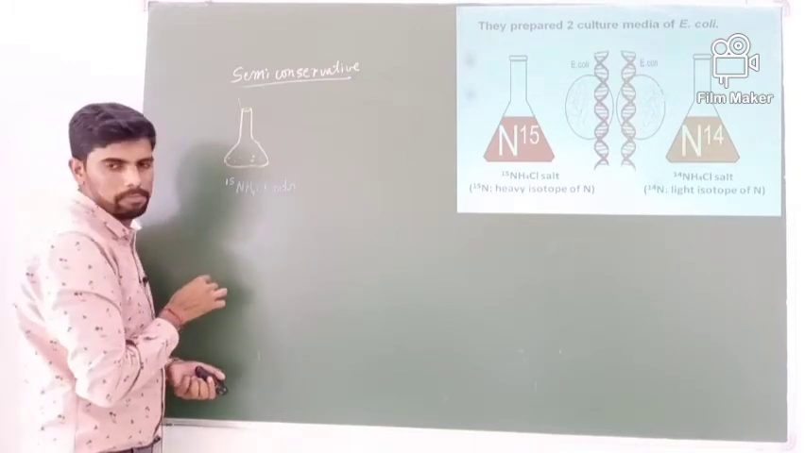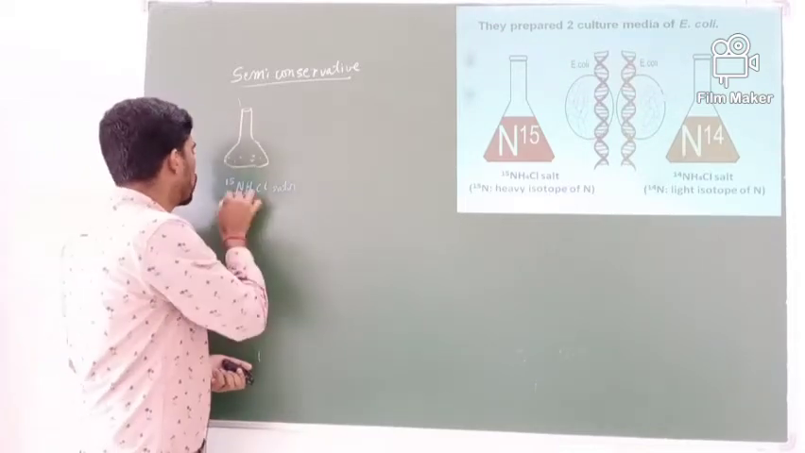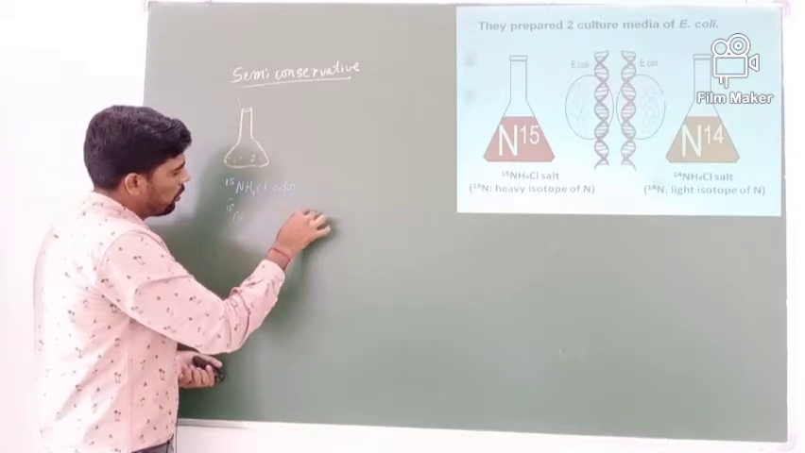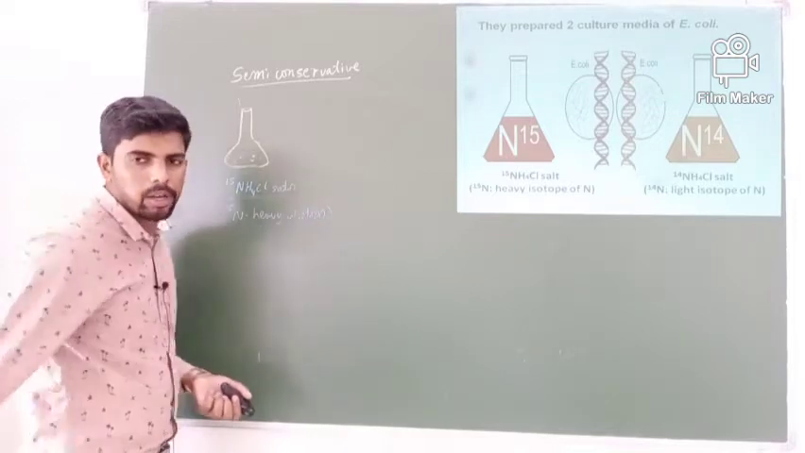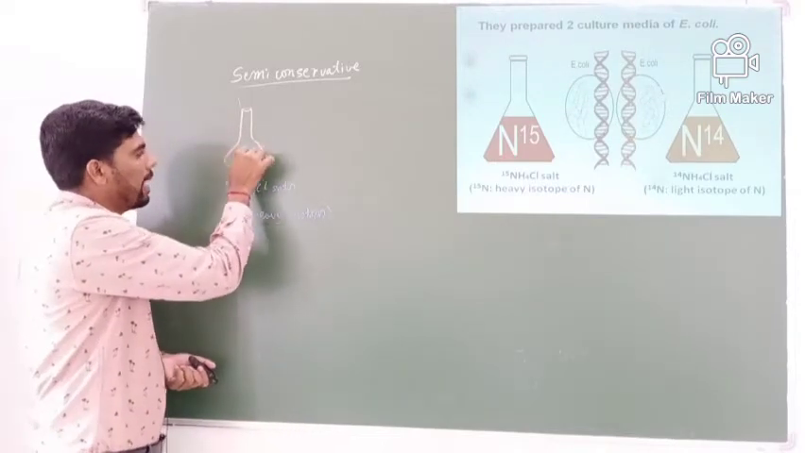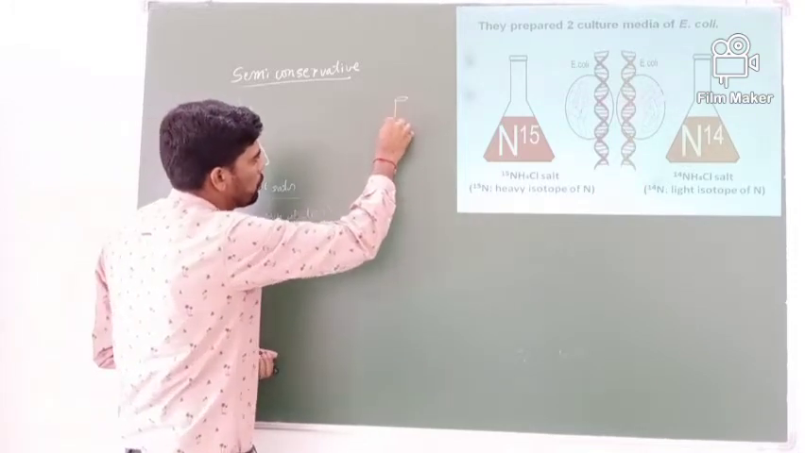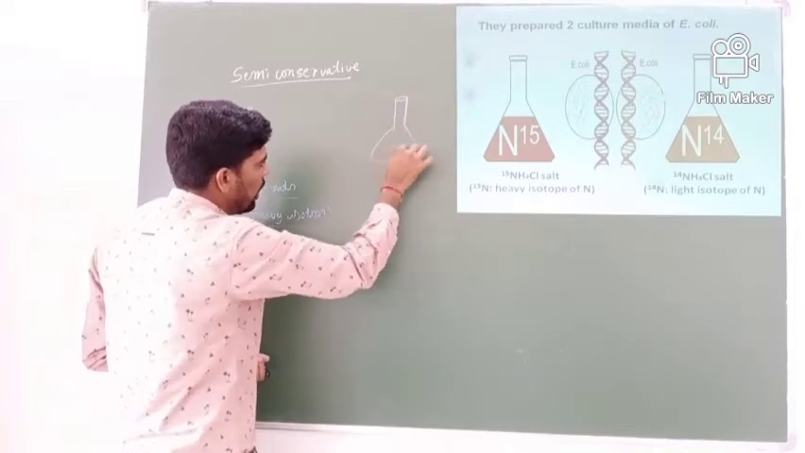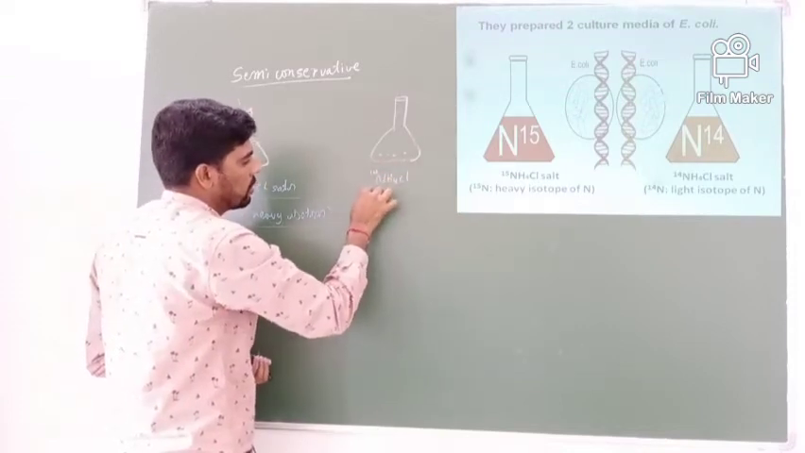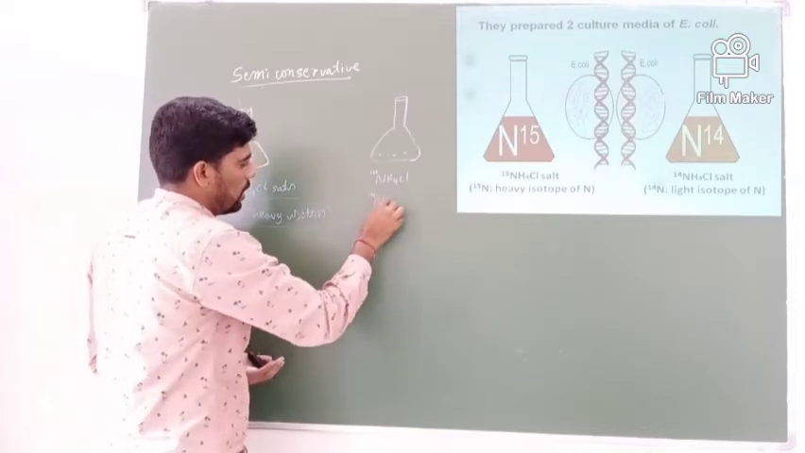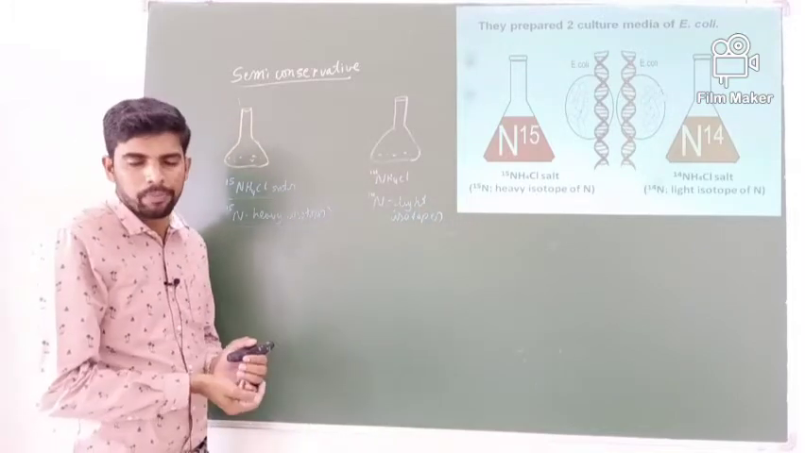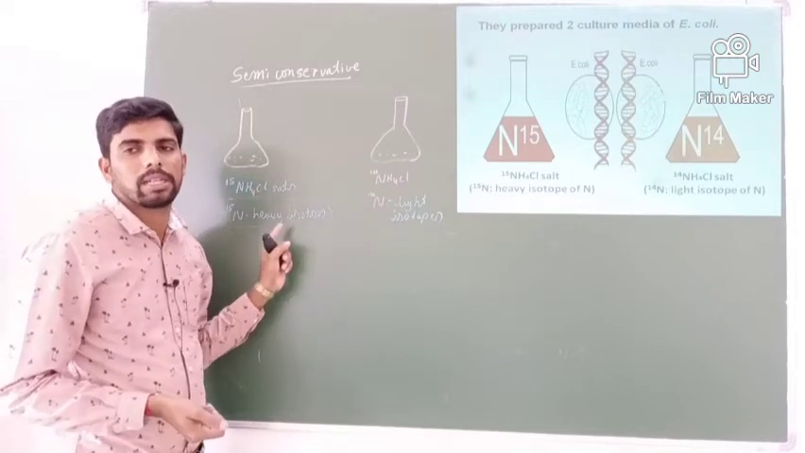15 represents the atomic mass. N15 represents a heavy isotope, which means the molecular weight will be heavy. It is one culture media for growing the E. coli bacteria. Another culture media used to culture the E. coli bacteria is N14 media, the same ammonium chloride, N14 ammonium chloride. N14 is a light isotope compared to this one. These are the two media used by Meselson and Stahl for the semi-conservative replication experiment.